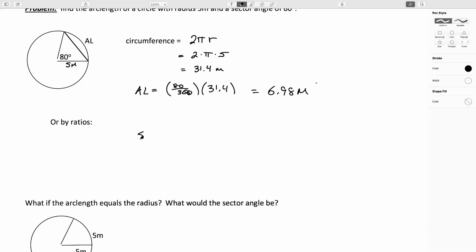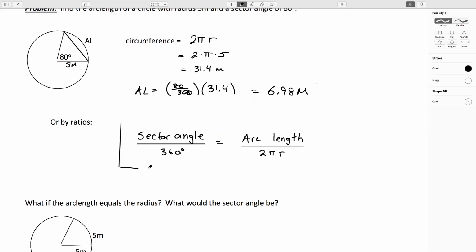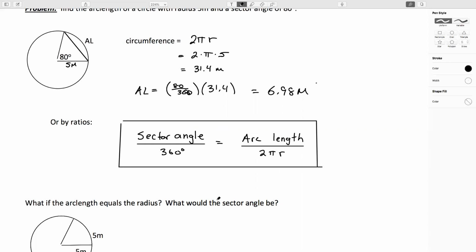In a slightly more elegant formula, we can write the formula by comparing ratios. So we can compare the sector angle divided by the entire circle, so it's 360 degrees. And this will equal arc length divided by 2 pi r, or arc length divided by circumference. So this is our formula we can use to calculate an arc length at any point in time. And typically, your sector angle is just going to be given to you, so that's a number, and arc length is the variable you're trying to find. But you could technically find any of these.